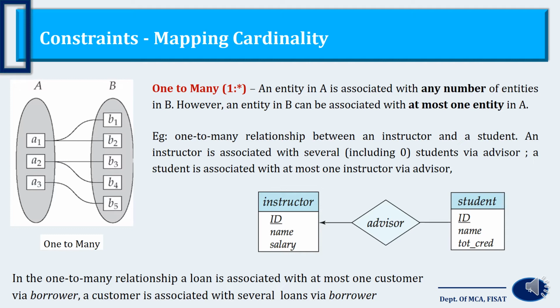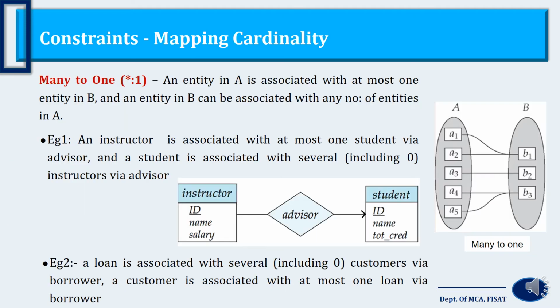Similarly, we have a similar scenario in the customer-loan relationship. A loan is associated with at most one customer, and a customer can have several loans. So that is also a scenario that explains the one-to-many relationship. Now let us look into the many-to-one mapping relationship.